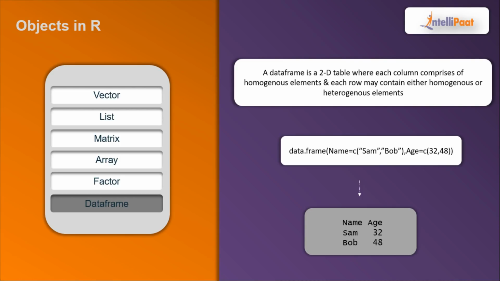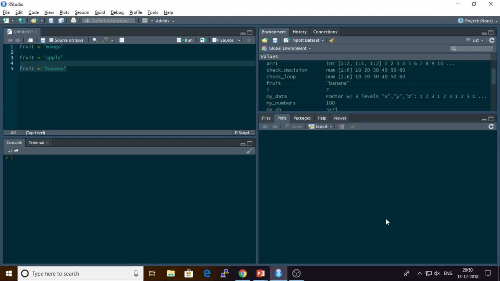So now let's go to R and create a data frame by ourselves. I want to create a data frame which would comprise two columns. The first column would comprise names of fruits, and the second column would comprise the cost of those fruits.